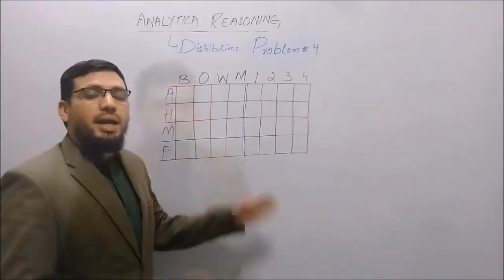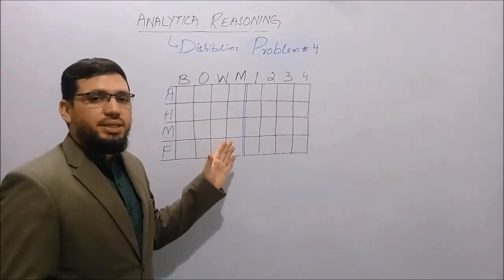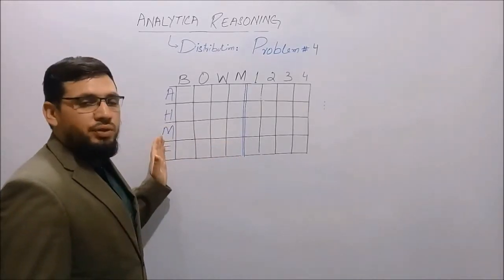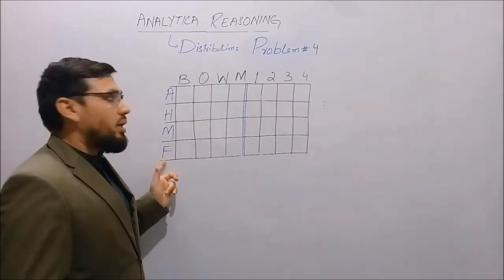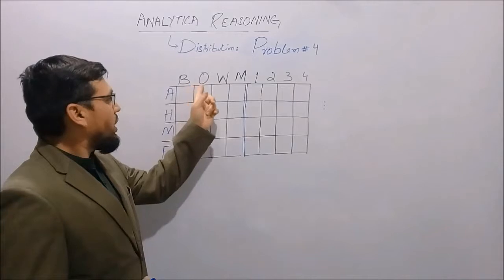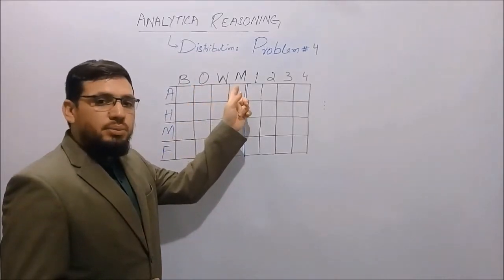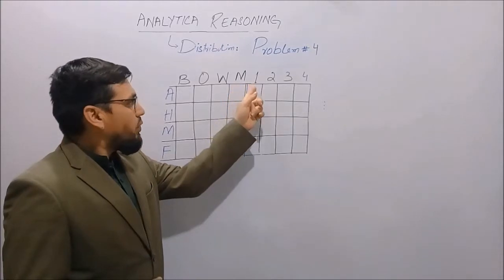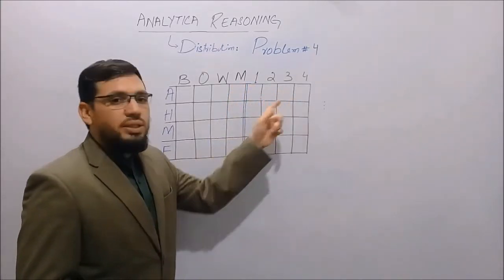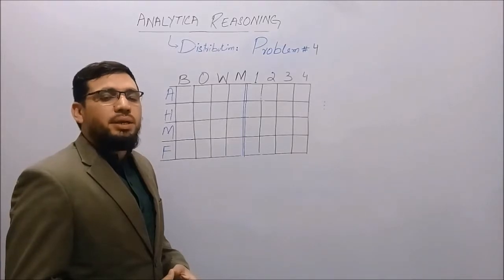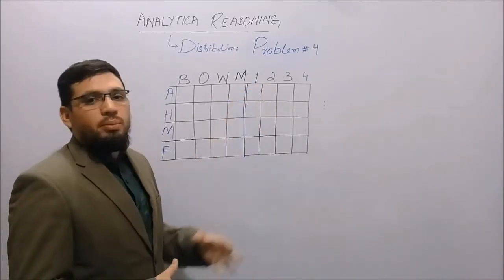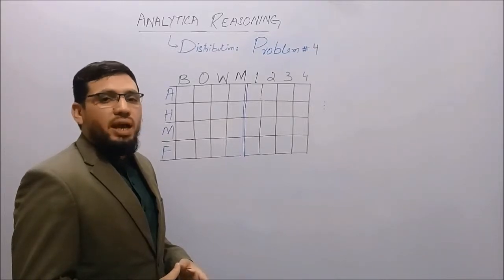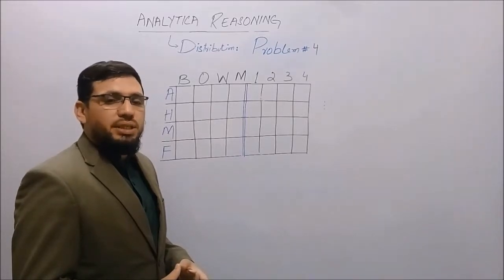So let's start. Here I draw a complete table for this data, where on the left side the names of the individuals appear: A, H, M, F. The colors of their cars appear at the top: black, orange, white and maroon, and the numbers of their apartments are first, second, third and fourth. Although they didn't mention whether the apartments run from left to right or right to left, for my convenience we just write 1, 2 from left to right. Now we have to fill this table as per the given information.